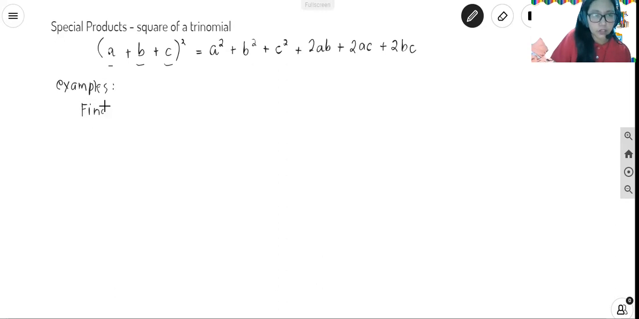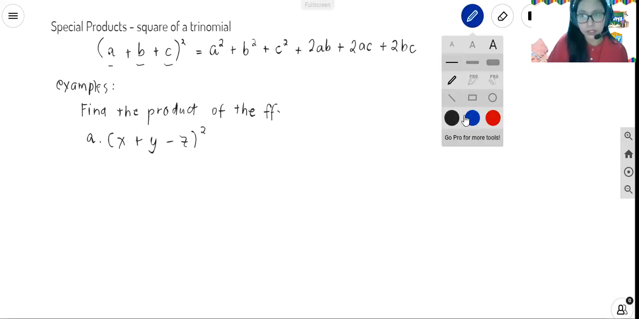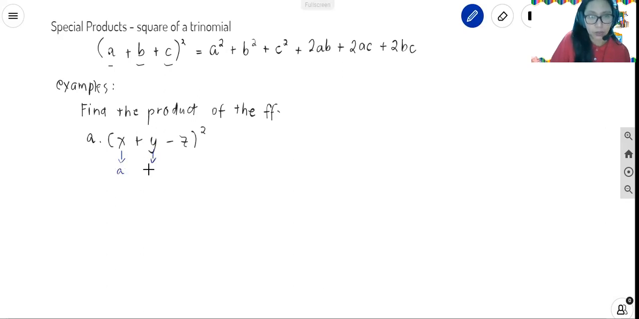Find the product of the following. Of course, you can do the long method, but we have a special product, so why do the long method, right? Let's have the example (x + y - z) squared. Again, if you look at the question, there is a term that has a negative sign. So when you write z, always write the negative sign because it's negative z. This will be our a, our b, and our c.